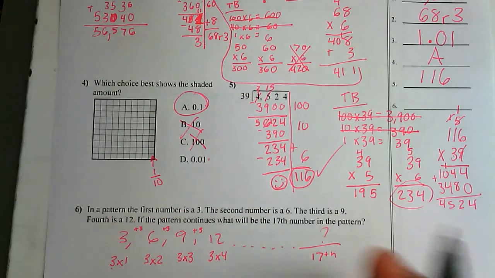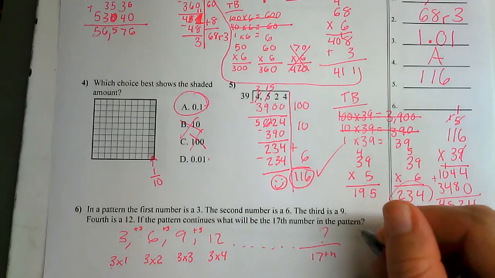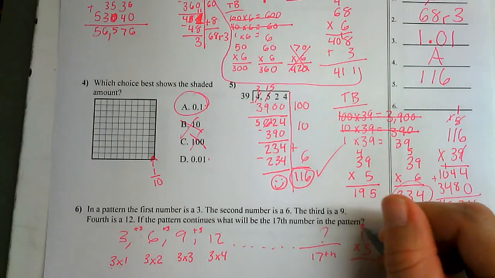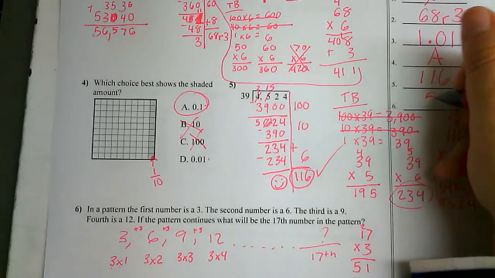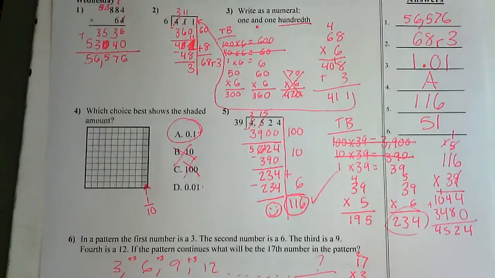So all I'm doing is taking 3 and multiplying it by each place where my number would fall. So if I want to find the 17th place in my pattern, all I would have to do is 17 times 3. 3 times 7 is 21. 3 times 1 is 3, 4, 5. So the answer, what would the 17th number be? It would be 51.